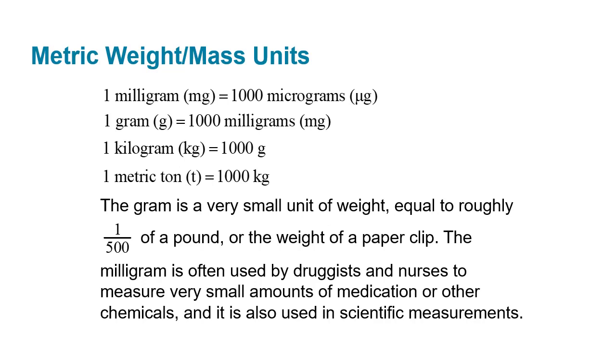1 milligram is 1,000 micrograms, 1 gram is 1,000 milligrams, and 1 kilogram is 1,000 grams, and then 1 metric ton is 1,000 kilograms. So there are two different tons, right? There's the standard ton in the U.S. system, which is 2,000 pounds, and then there's the metric ton, which is 1,000 kilograms. So it kind of sucks that they both have a similar name.